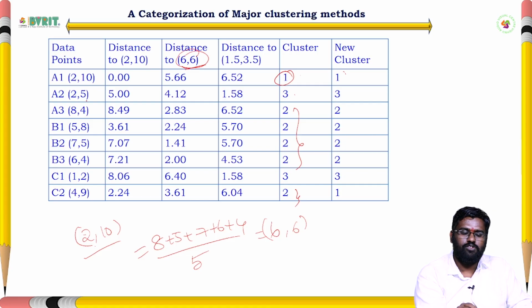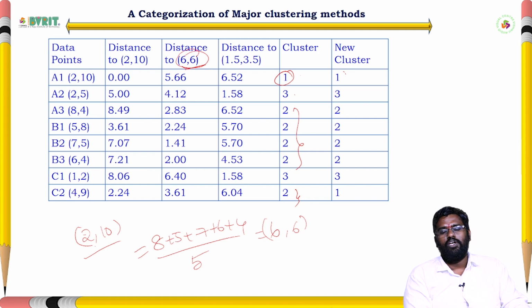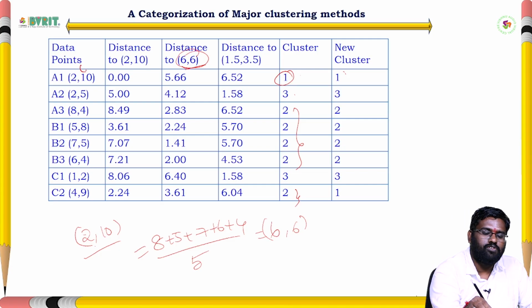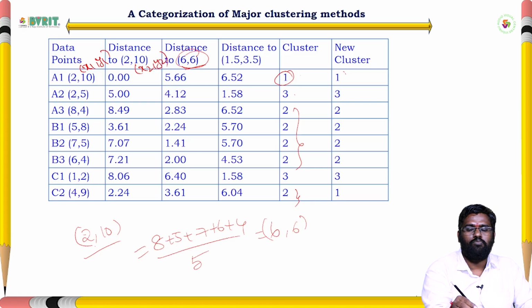Then (5 + 2) / 2 = 3.5. So these are the values we have taken, and then we need to calculate the distances. Out of these values we need to calculate here. Now these values are x1, y1 values, and these values are x2, y2 values. Similarly, we need to calculate and form the new clusters.